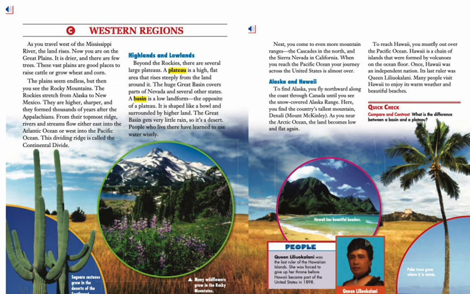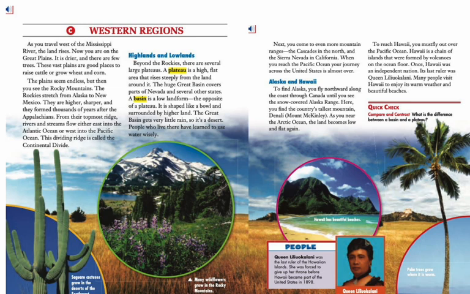Next, you'll come to even more mountain ranges, the Cascades in the north and the Sierra Nevada in California. When you reach the Pacific Ocean, your journey across the United States is almost over.